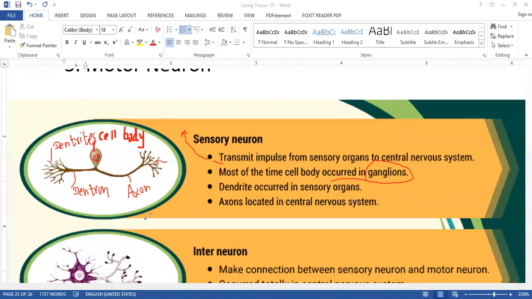This is what ganglions means. I'm going to show these ganglions. So before we talk about this one, I'm stopping and sharing one thing here.